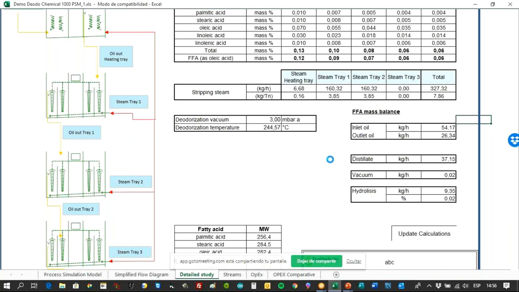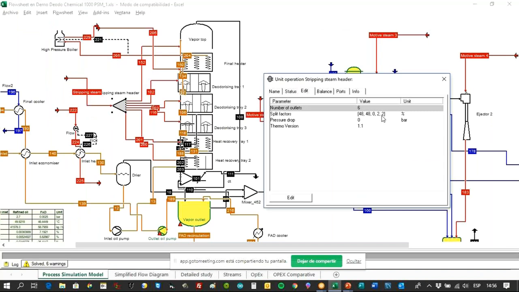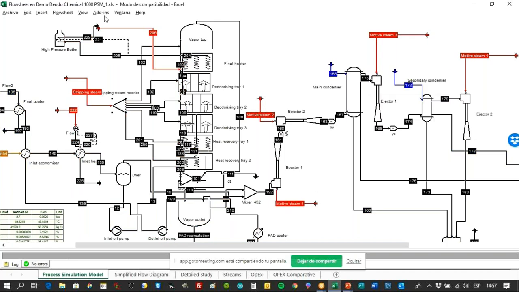I think I am exceeding a little bit my presentation time, but yeah, this was a problem. I'm going to put again 32. Well, the thing was that I forgot to distribute all the stripping steam into the three deodorization trays. So I'm going to solve again. Let's see, it's going to take a while, but I'm going to try to do it.